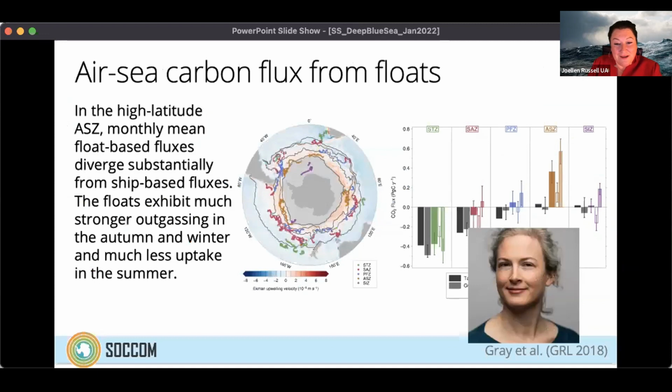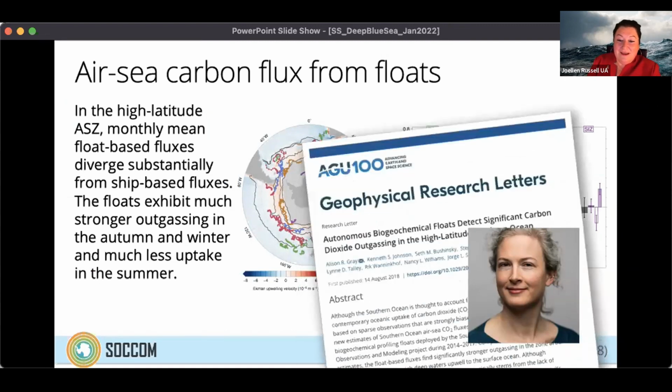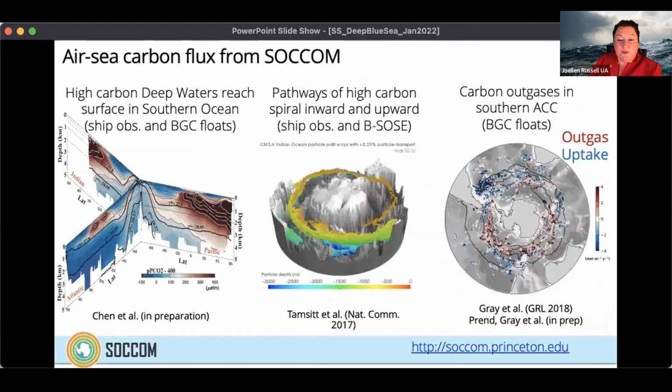It was really fun. So we can do the carbon flux from these floats. This is one of the first papers using floats to do a global, this is the SOCOM sort of result. This is Allison Gray. She's an assistant professor now at the University of Washington. She's just doing amazing. This is what we're worried about.